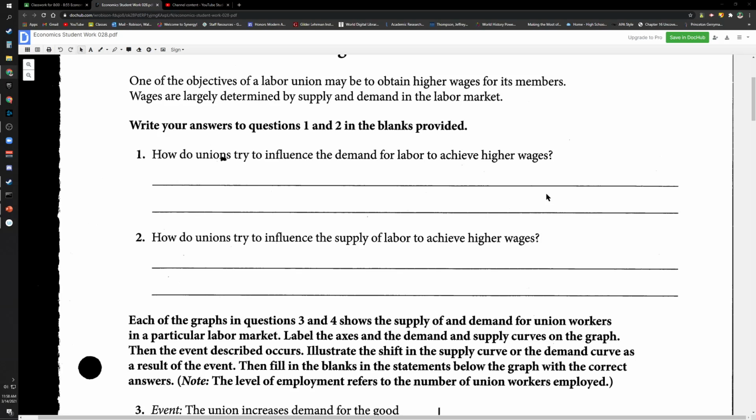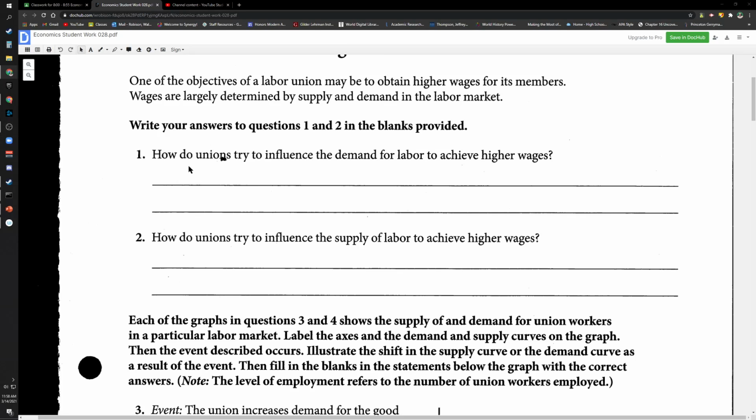And then question 2 says, how do unions try to influence the supply of labor? And so unions do this by decreasing the supply of labor through limiting union membership. Okay, so if you can control the supply of labor, that will strengthen a union's ability to do something like strike, which is something we talked about.